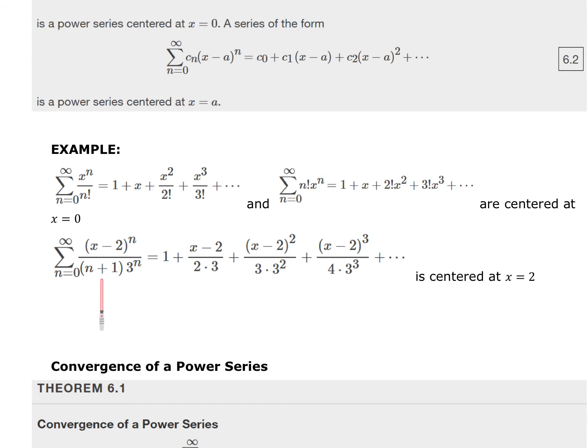Here's an example in which I'm not centered at 0. Notice I have x minus some number raised to the n. My coefficient is 1 over n plus 1 times 3 raised to the n. All of these are coefficients because these are going to be constant numbers. So the coefficient, I end up with 1, and then the coefficient of 1 over 2 times 3, 1 over 3 times 3 squared, and so on.